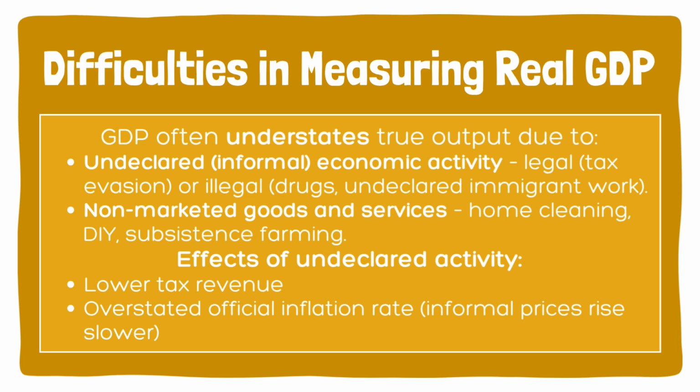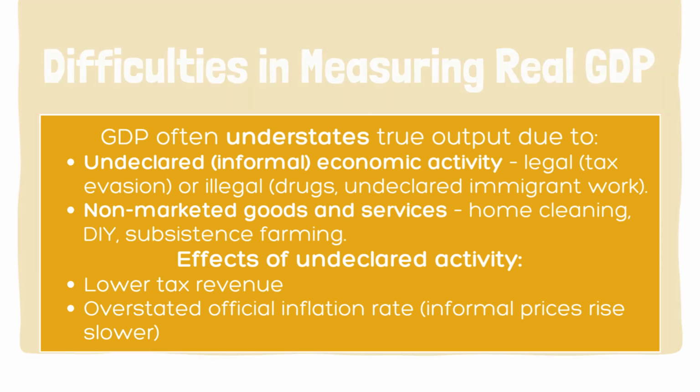In addition, some goods and services are produced but not sold in markets. For example, people who grow food for their own consumption, clean their own homes, or repair their own cars are producing goods and services that are not included in GDP.